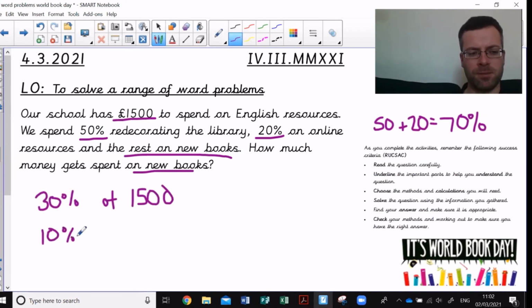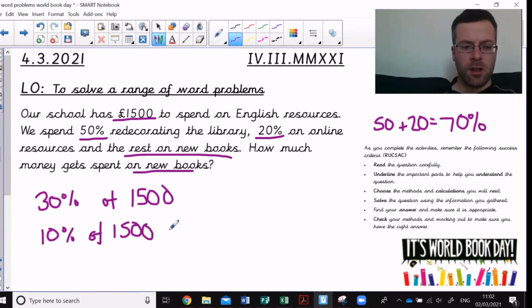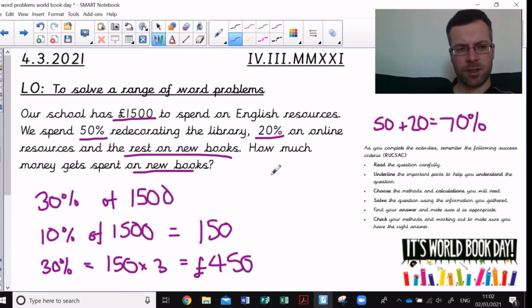Now, some of you will hopefully remember that we can't find 30% until we know what 10% is. To find 10%, we divide by 10. That only works for 10%. If you were finding 50%, you'd half it. If you were finding 25%, you'd find a quarter. So 10% of 1,500 is 150. So that means 30% is going to be 3 lots of 150, or 150 add 150 is 300, add another 150 equals £450.